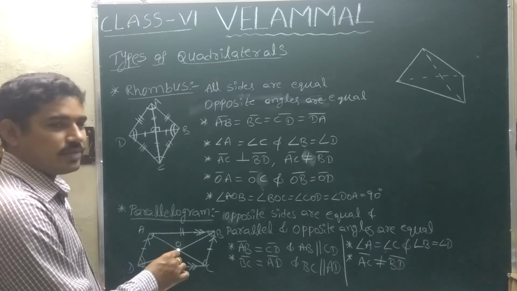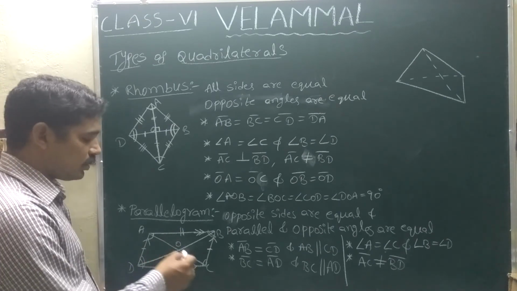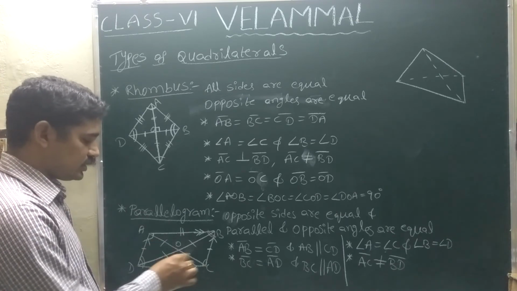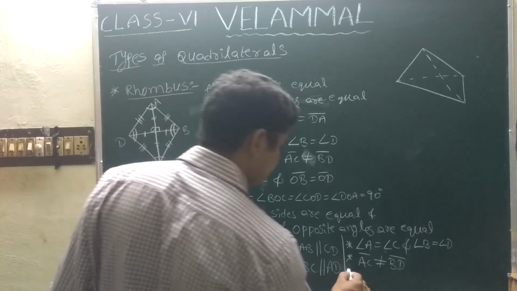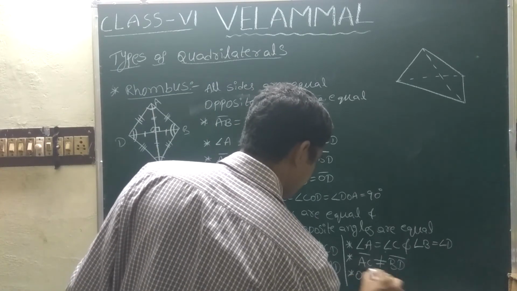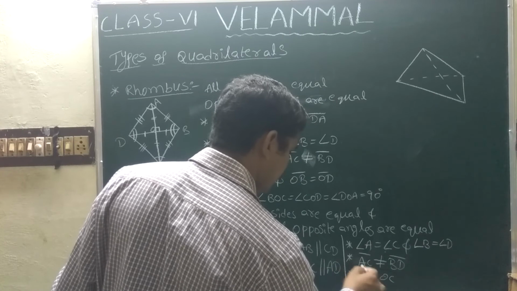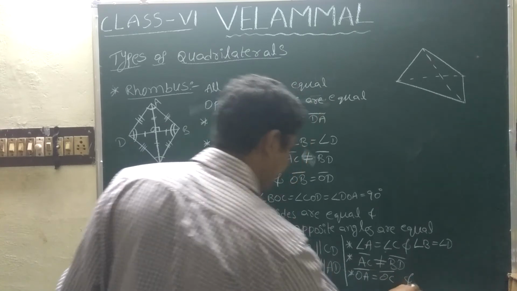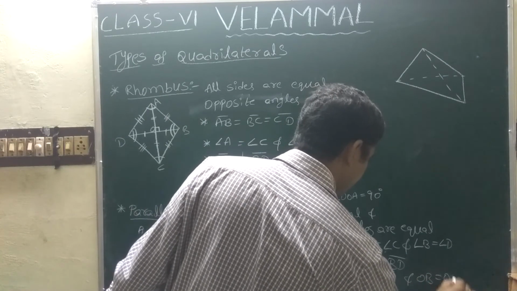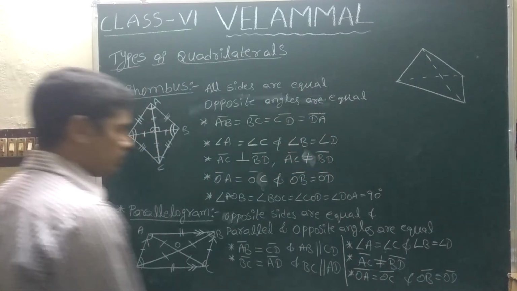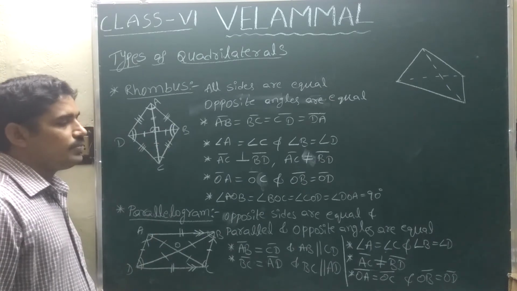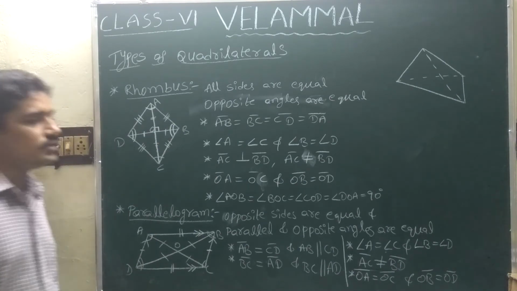And O is the midpoint, so these bisect each other. That means this and this will be equal and this will be equal. So by that we can say OA is equal to OC, and separately we can say OB is equal to OD. Okay, this is about the parallelogram we have. Okay, copy this.